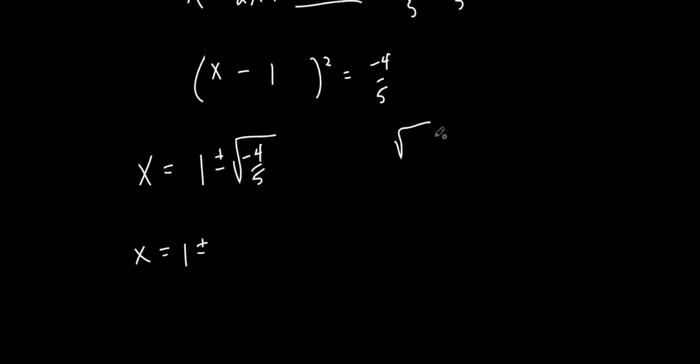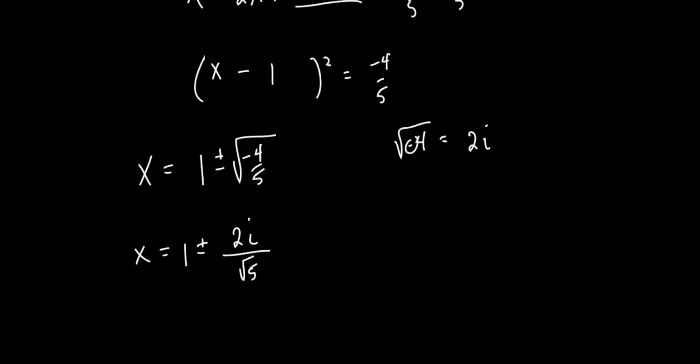Let's break this down. What's the square root of negative 4? Is it 2i? Thank you. It's 2i because you got the negative inside of there. Okay, so it's a 2i. And then, well, let's just do that. It's 2i over what? The square root of 5.